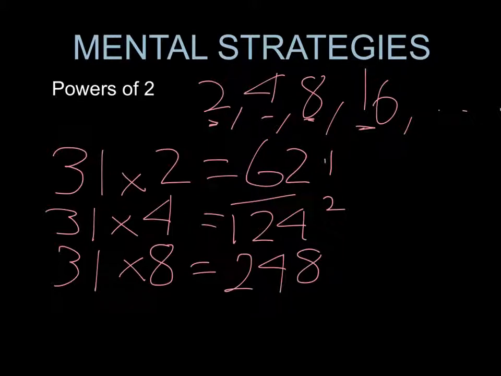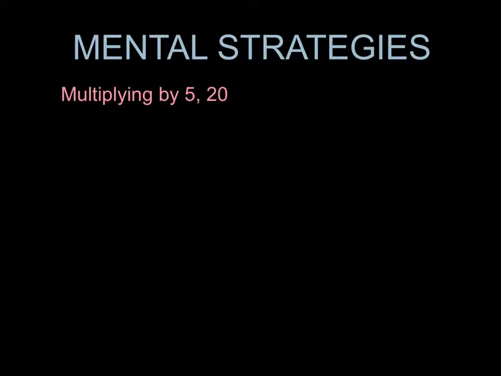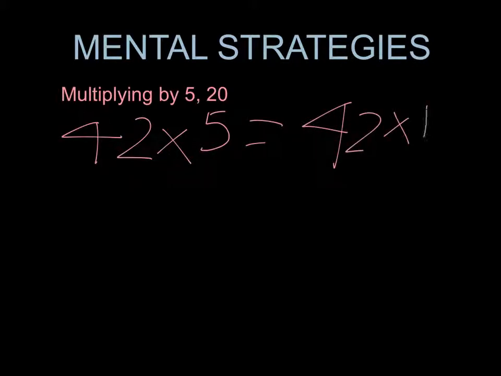Okay, last strategy. Okay, so the last one I'm going to show you is multiplying by 5 or 20. So these calculations can be made easier because one of them is a factor of 10, one of them's a multiple of 10. And as I said, multiplying by 10 is really easy. So let's look at something like 42 times 5, okay? Some people might try and add up 42 5 times. It takes a little while. What you can do, though, is you can multiply it by 10 and then divide by 2. Okay, because 10 divided by 2 is 5.